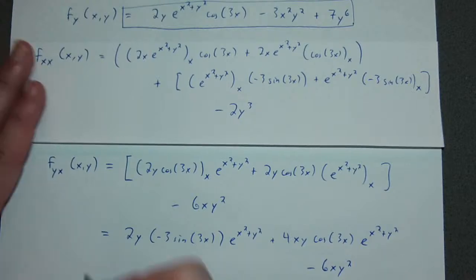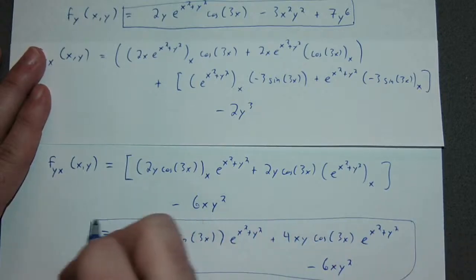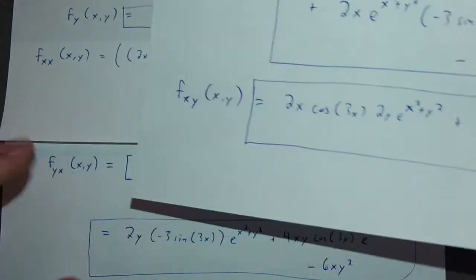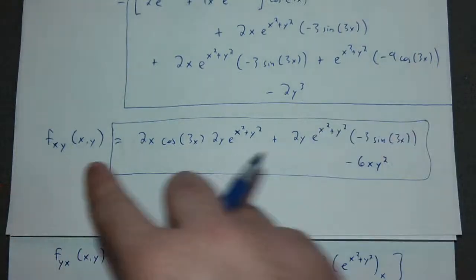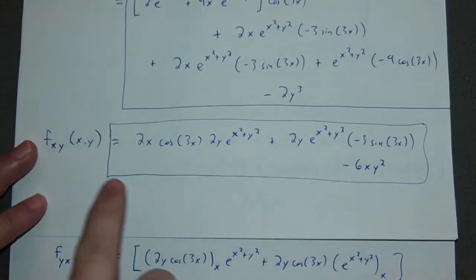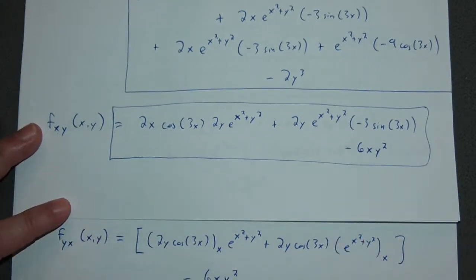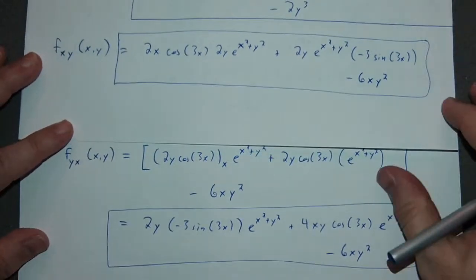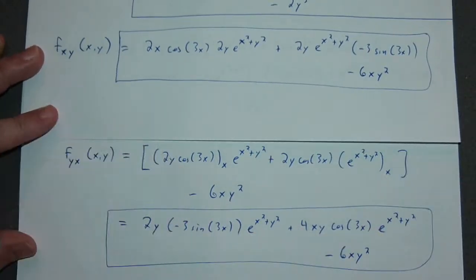All right, and so I'm done here. Now, what I want to do is to compare this with f sub xy. So here's f sub xy, and this is f sub yx. What do you notice? Oh, sorry, it's off the screen. So what do you notice? F sub xy is boxed up here, f sub yx is boxed down here.